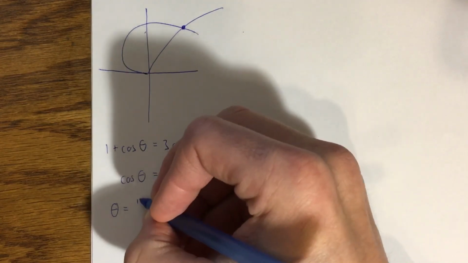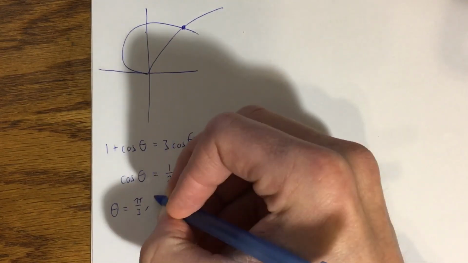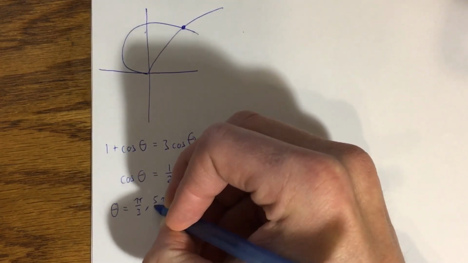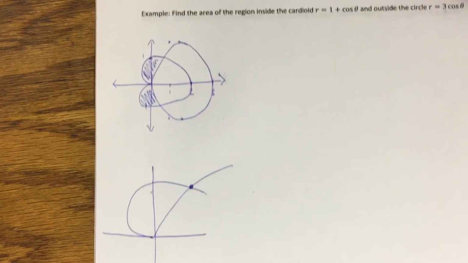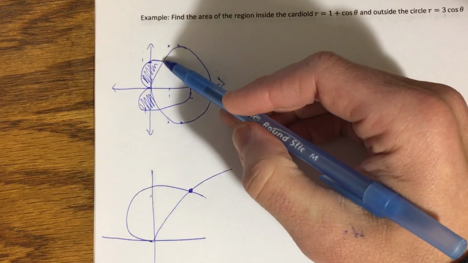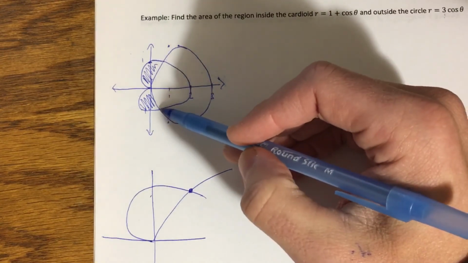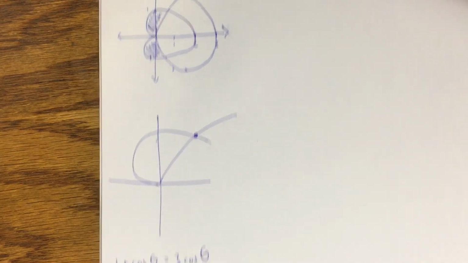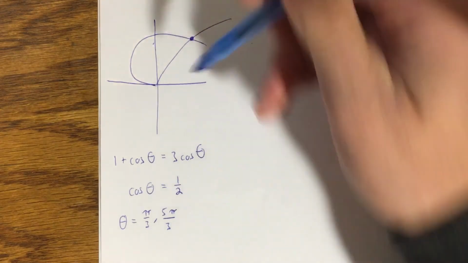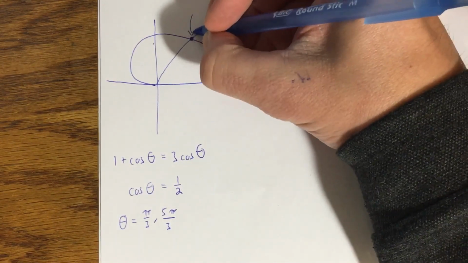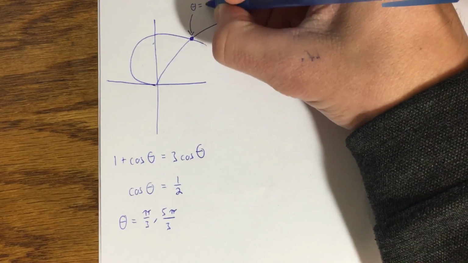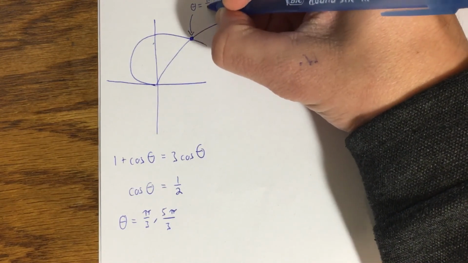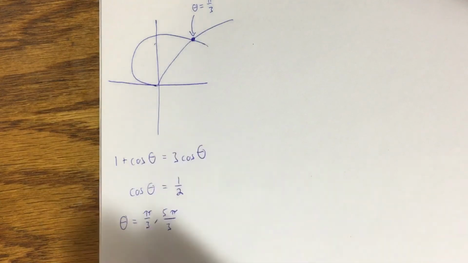So theta could either equal pi over 3 or 5 pi over 3. Okay. We're going to use pi over 3 because that corresponds to this intercept. 5 pi over 3 would correspond to this one, but we're only going to worry about this part right here. So I don't care what the actual coordinates of that point are. What matters is that I get to that point when theta is equal to pi over 3. And you can check that by plugging pi over 3 into each of these functions.